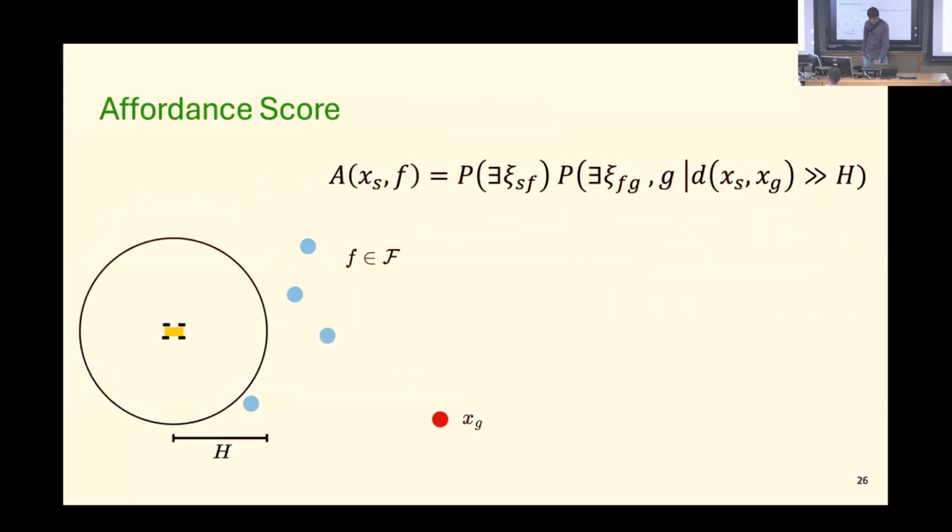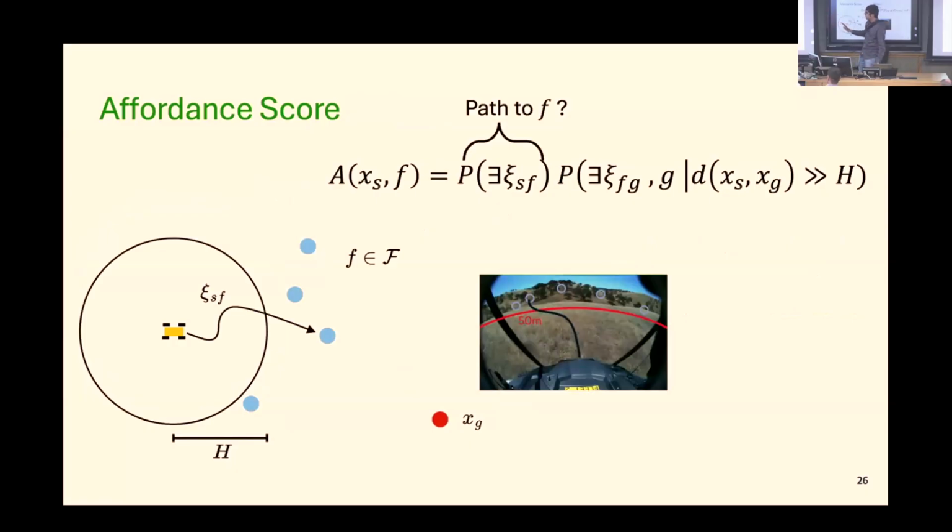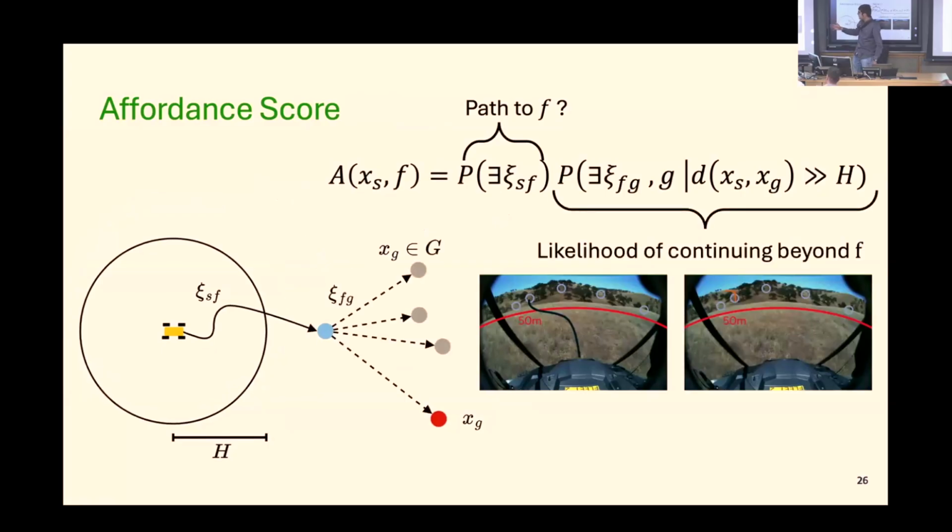Now, what do we mean by affordable? Essentially, an affordable frontier is something where you can easily get to the frontier and there's a likelihood of continuing beyond it. So imagine traveling on a long trail that goes out into the horizon. A point in your visual horizon would be a good point on the trail because you can follow the trail and it's likely that the trail continues beyond that. But if you have a wall, a frontier on top of that wall is not a very smart idea because you can't go through the wall.